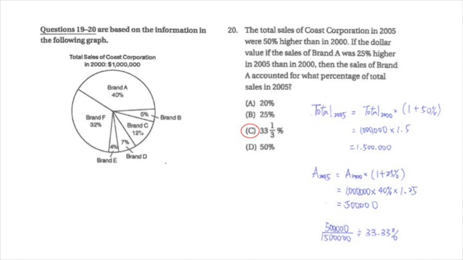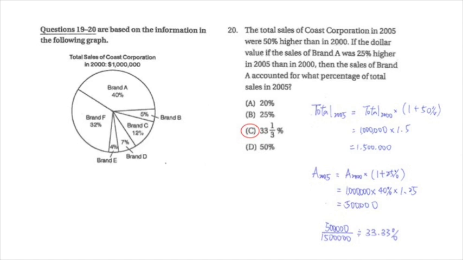Question 20 says that in year 2005, the total sale is 50% higher than it was in year 2000, and for Brand A, it was 25% higher than it was in year 2000. So it's asking the sales of Brand A accounted for what percentage of the total sales in 2005. To find the new total, we have the total of year 2000 times (1 plus 50%), which is 1 million times 1.5, which is 1,500,000.